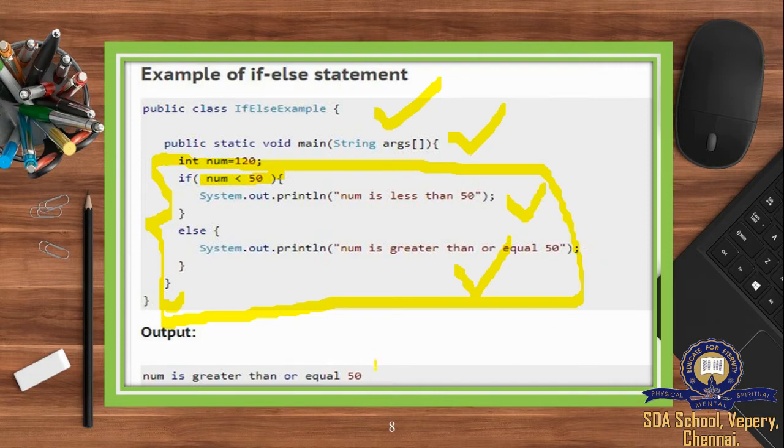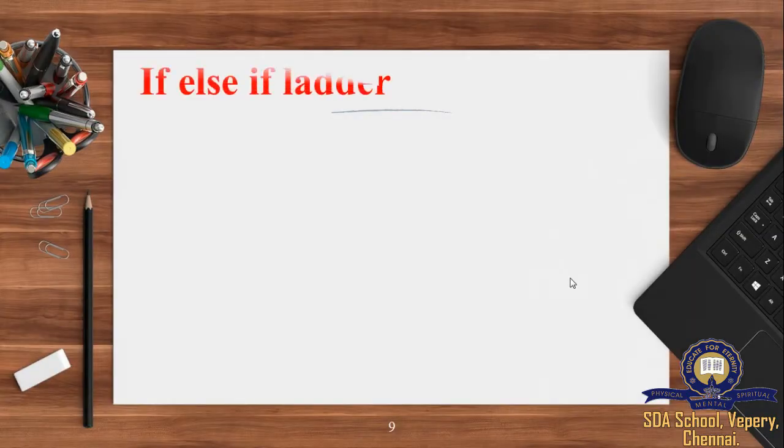Now the output will be: the number is greater than 50. The else block will be printed for you. And the next one is the if else ladder.